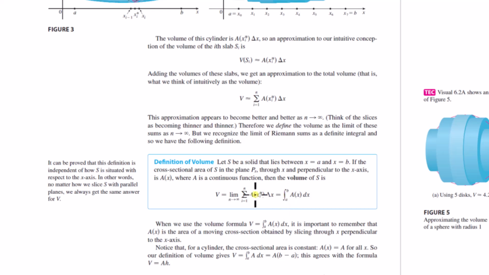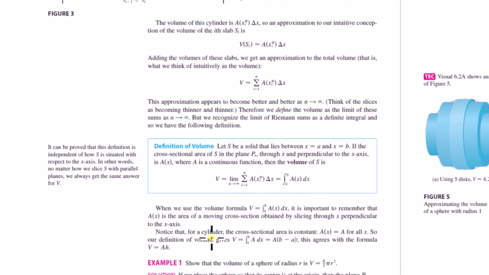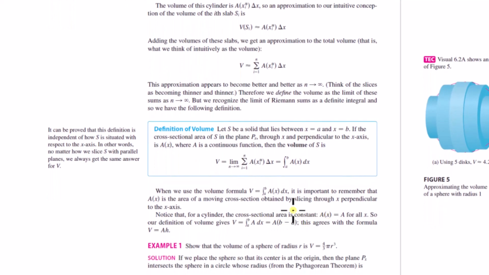You put the limits of integration. You put the function. You don't have to worry about xi star or anything. Just put the function. Delta x becomes infinitesimally small, dx. There you go. Okay, it says, notice that for a cylinder, the cross-sectional area is constant.